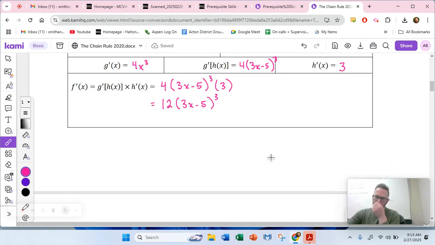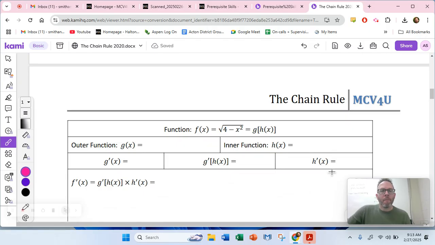Let's do another one. So here we have the function, the root of 4 minus x squared. So let's talk about inner function and outer function. The inner function, often easier to start with that, is 4 minus x squared, just quadratic. And the outer function is root x. We've plugged 4 minus x squared into root x. For finding the derivatives, I'll write that as a power, x to the power of a half.